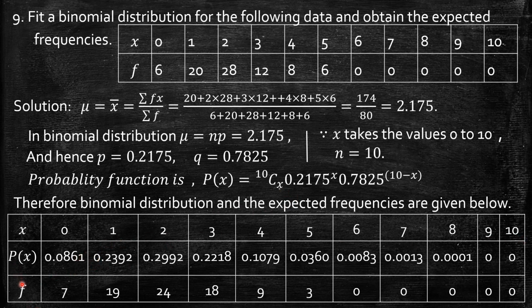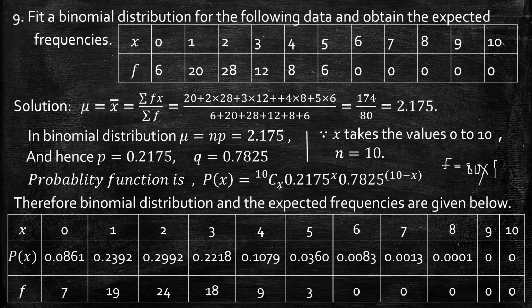Now if I want the expected number out of how many? Out of 80. The total frequency is 80. So I need to multiply this 80 into P of x. F of x is nothing but P of x multiplied by 80. So that's all. F means here 80 into P of x, which gives the expected number of frequencies or theoretical frequencies.